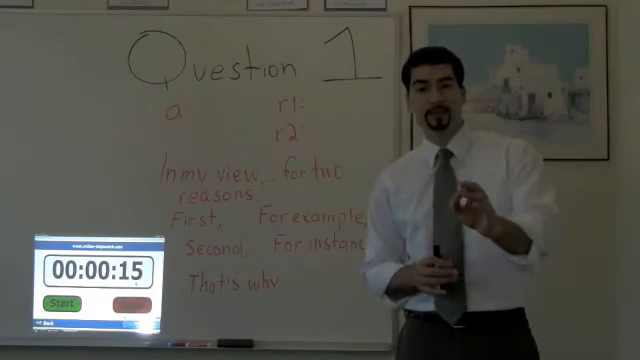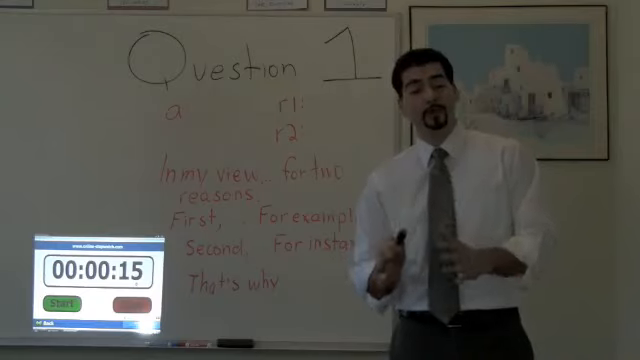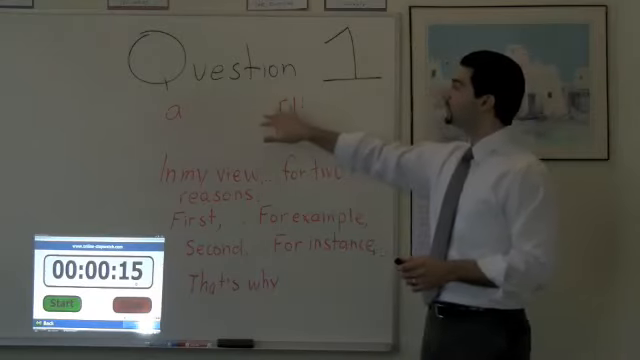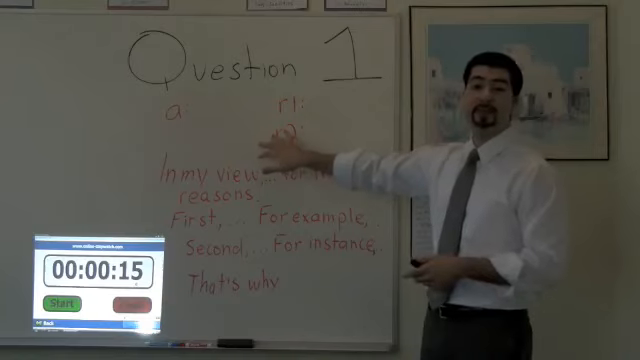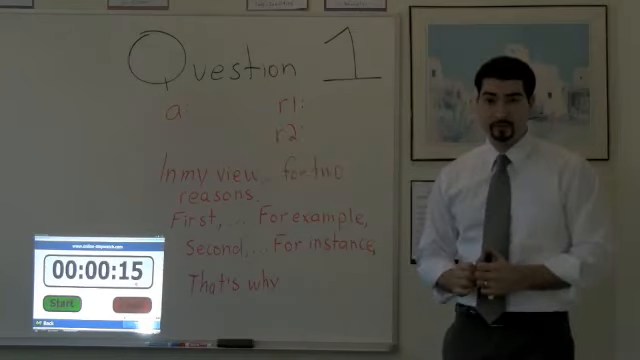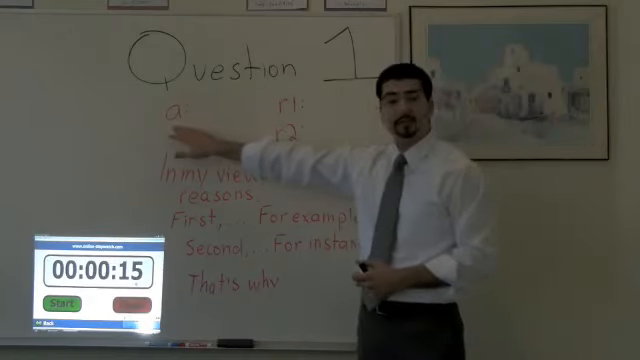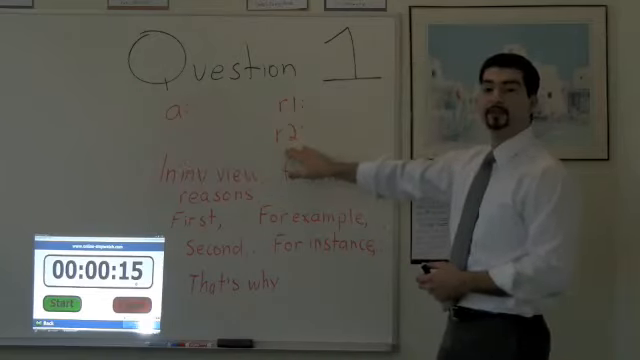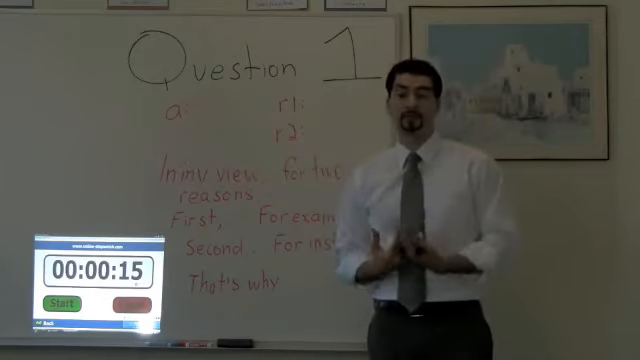Now, the first thing that I want to tell you is that before the question begins, you want to make sure to have these 3 little groups of letters and numbers on your scratch paper. So that A represents the space for your answer, R1 the first reason, R2 the second reason. That way you're prepared to use your time.